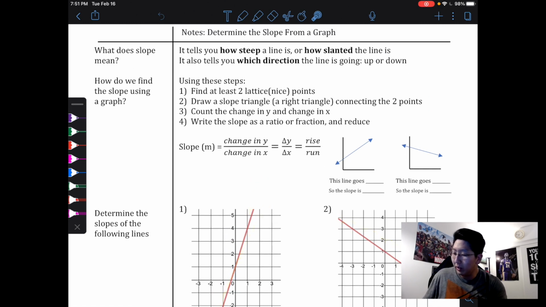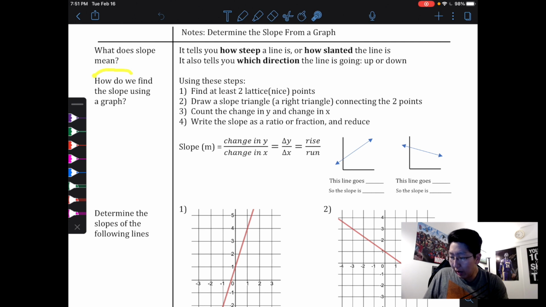So slope is going to tell us how steep a line is or how slanted the line is, and it's also going to tell us what direction it's going. Is it going up or down? And that's very similar to association. If you remember talking about associations, right? As the plant gets more water, it'll grow.